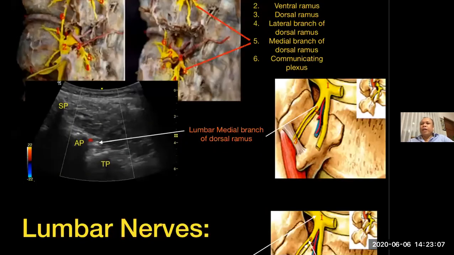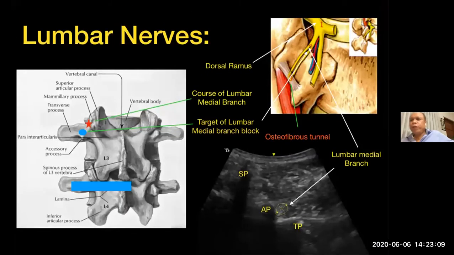Now, another thing here is that when we target the area with ultrasound, we have to understand certain things in the lumbar spine that could guide us in approaching the lumbar spine with our needle. So for instance, in this case, we are trying to approach the lumbar medial branch. Let's say it's between your L3 and L4.